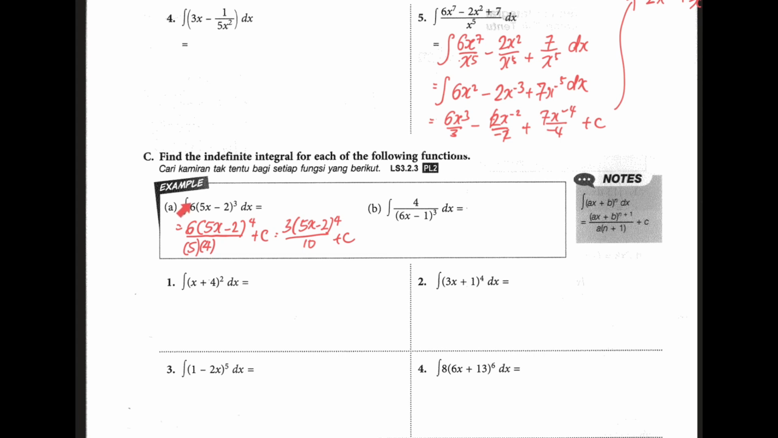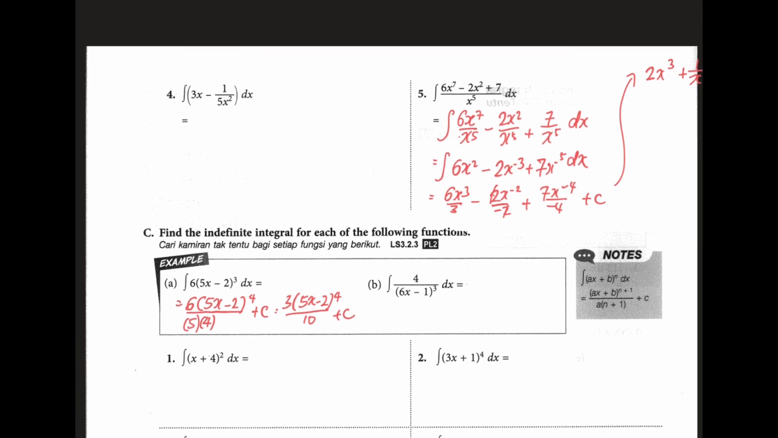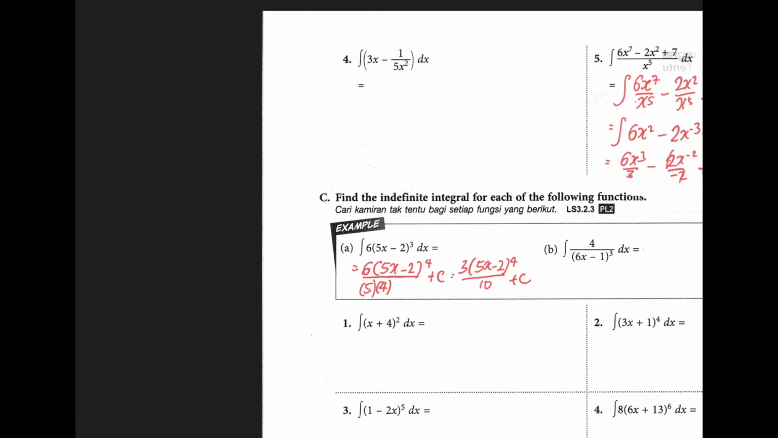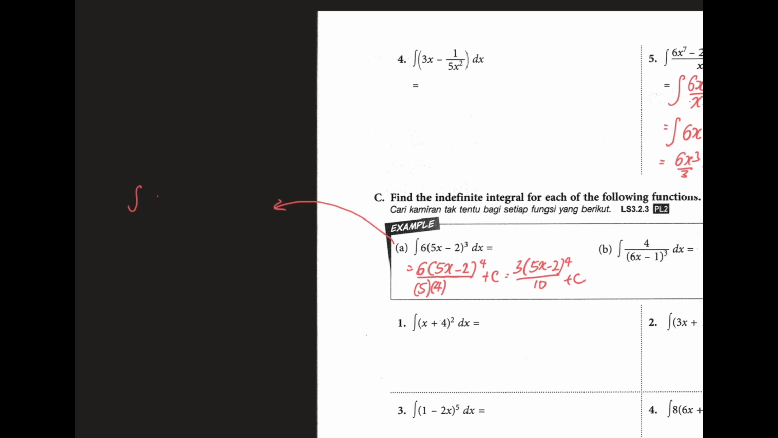If you are wondering why we are not going to care about the 6 here, as long as the constant is multiplying with the expression, you can just leave it there, no need to do anything. But if the constant is plus or minus with another term, then you need to integrate it, something like the previous questions. Let me just write it here, easier for you to understand what I am talking about.